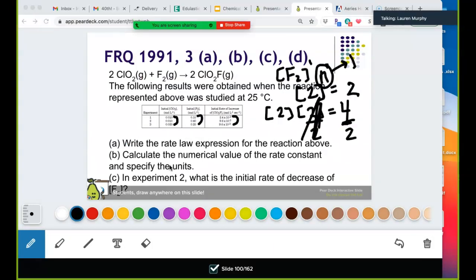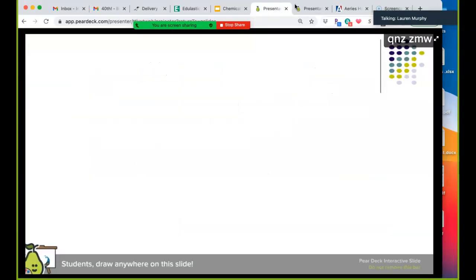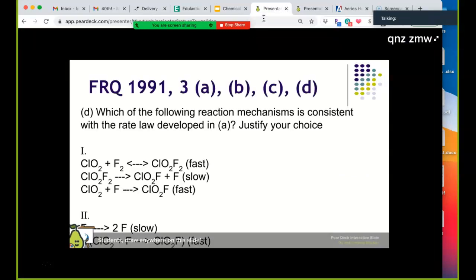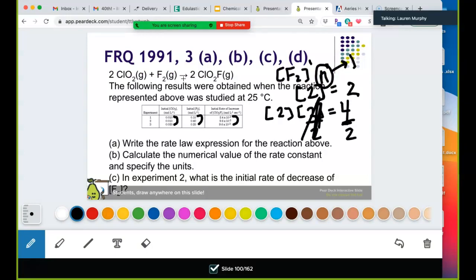In experiment 2, what is the initial rate of decrease? Never mind. I'm going to skip that for right now. We'll come back. There's still more on this one. So, which of the following reaction mechanisms is consistent with the rate law we just developed? So let's flash back. What is the rate law we just developed?